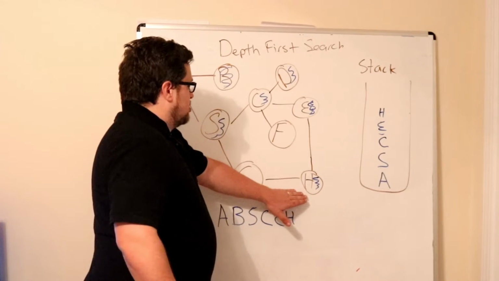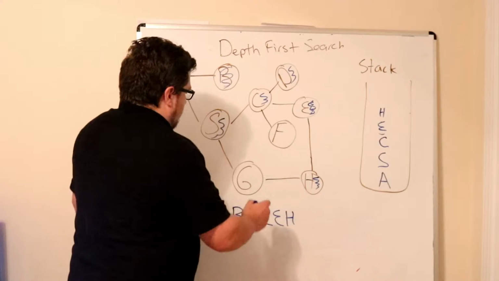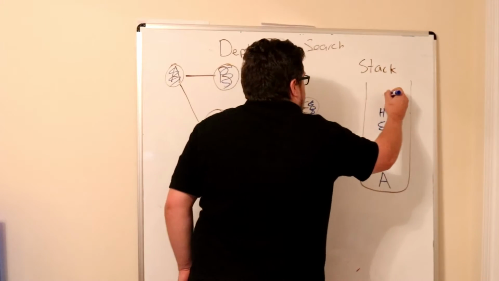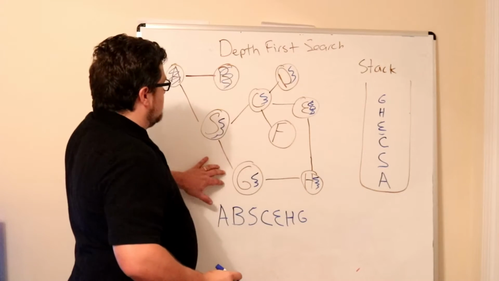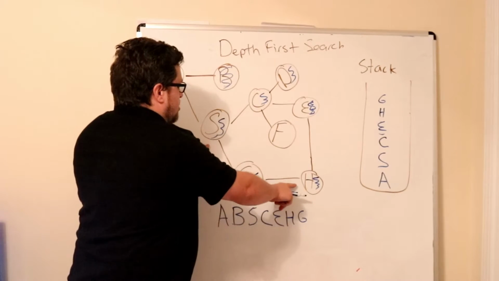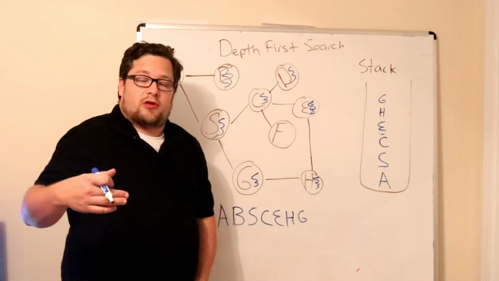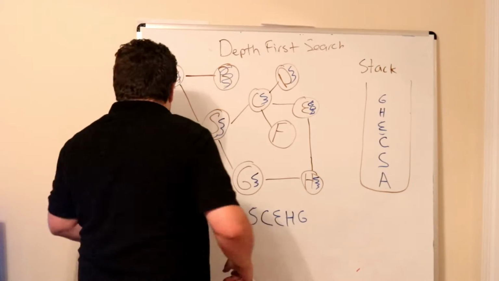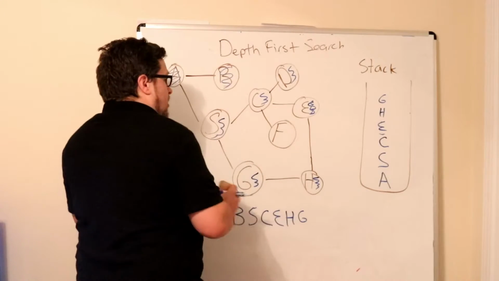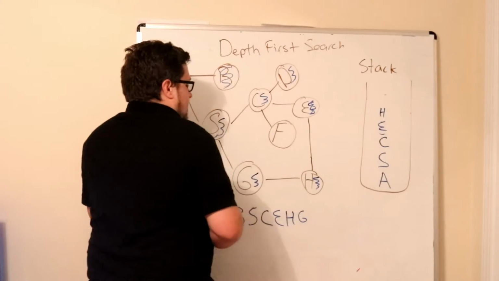So we get to H, and H only has one as well. So we go here, and we're going to push G. Okay, so now G, the two nodes that are attached to G, we're never going to want to come back from the node that we're coming from. But both of those have been visited. So we know now that we can pop G, go back to H.